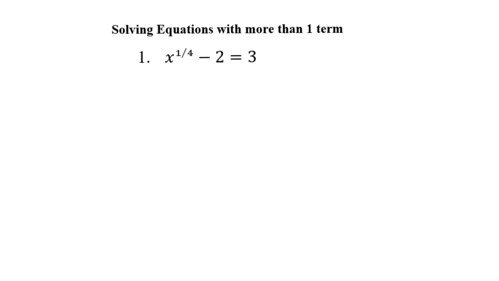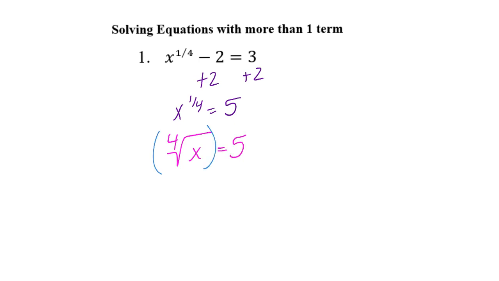Sometimes when we're solving these, they will have more than one term to them. What we need to do is get the x by itself. But in order to do that, we need to add the 2 first. So we have x to the 1/4 equals 5. And now we need to rewrite that as the 4th root of x equals 5. In order to get rid of the 4th root, we raise it to the 4th power. So x is going to equal 625. So we got to get that x by itself first and then rewrite it because it'll help us see more of what's going on. We can't rewrite it until it's by itself.